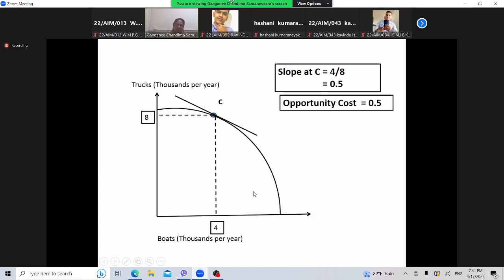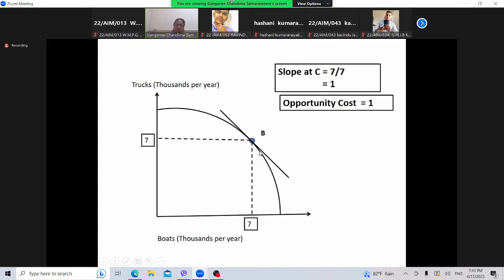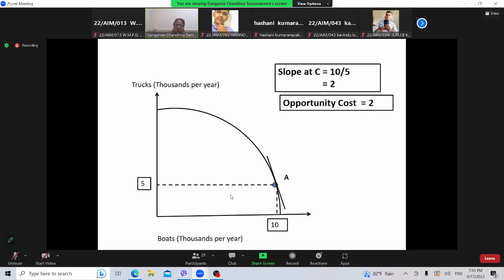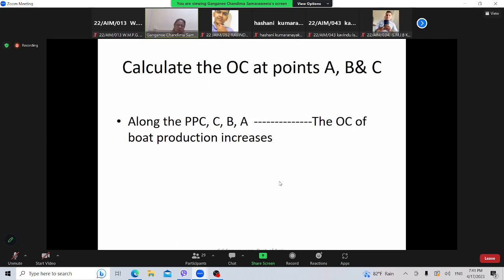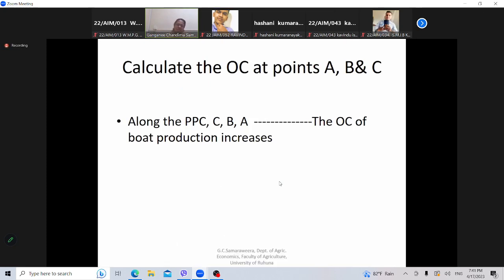That's why the opportunity cost of producing trucks is gradually, see, 0.5, then 1, then 2. That's why it says along the production possibility curve CBA, if we start from C, the upper side, the opportunity cost of boat production increases. Got the point with the calculation? If you have any question, please stop me and ask.